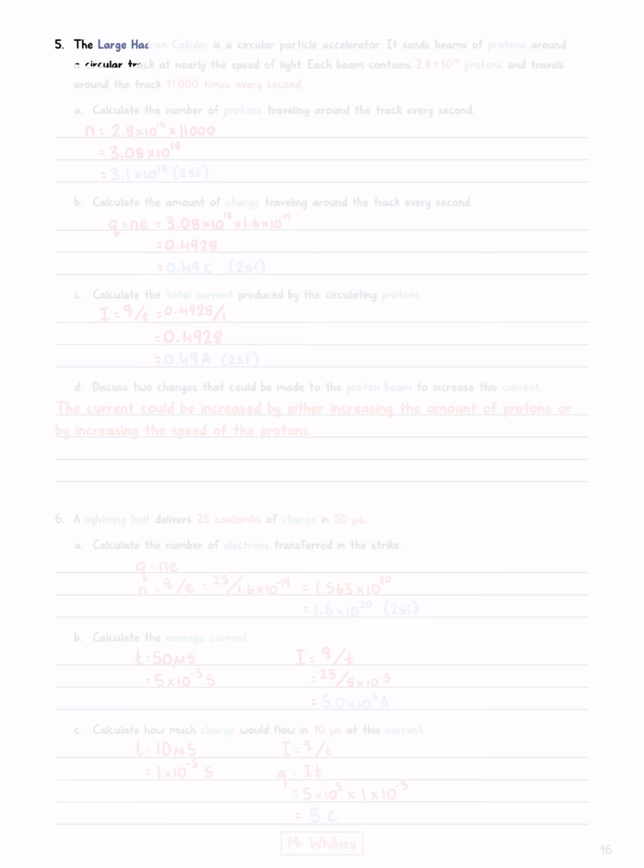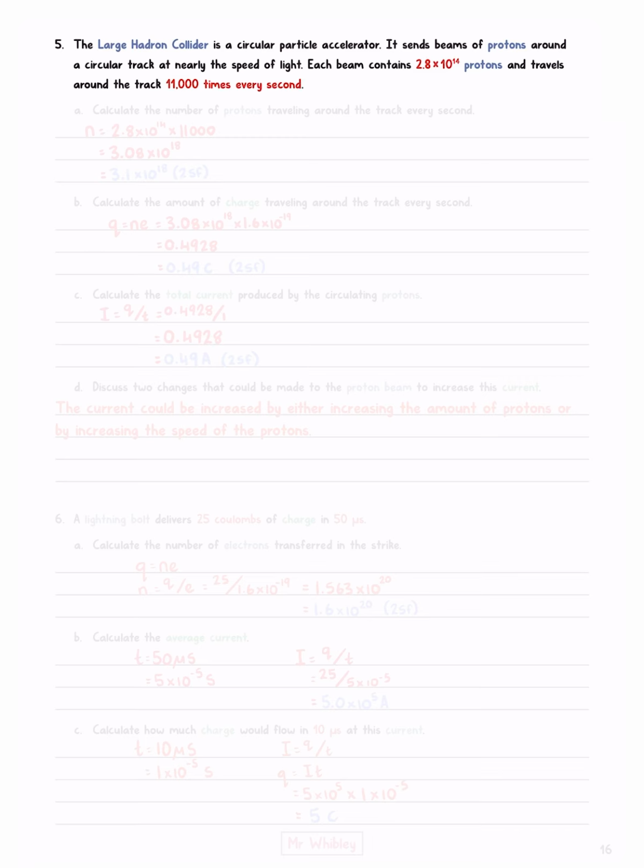Question 5. The Large Hadron Collider is a circular particle accelerator. It sends beams of protons around a circular track at nearly the speed of light. Each beam contains 2.8 times 10 to the 14 protons and travels around the track 11,000 times every second. Calculate the number of protons traveling around the track every second. Our number of protons is going to equal the protons per beam multiplied by the amount of times it circulates per second, which gives us 3.08 times 10 to the 18, or 3.1 times 10 to the 18 to two significant figures.